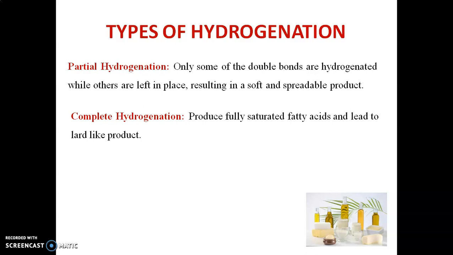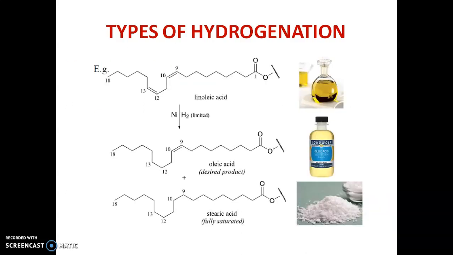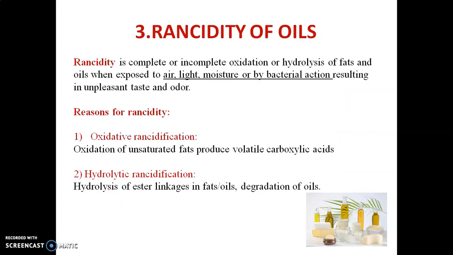Hydrogenation is used commercially to manufacture vegetable ghee, that is vanaspati, from cottonseed oil, peanut oil, or coconut oil. Hardened oils are also used for making soaps and candles. So this is the hydrogenation reaction, wherein linoleic acid is converted to oleic acid and stearic acid.